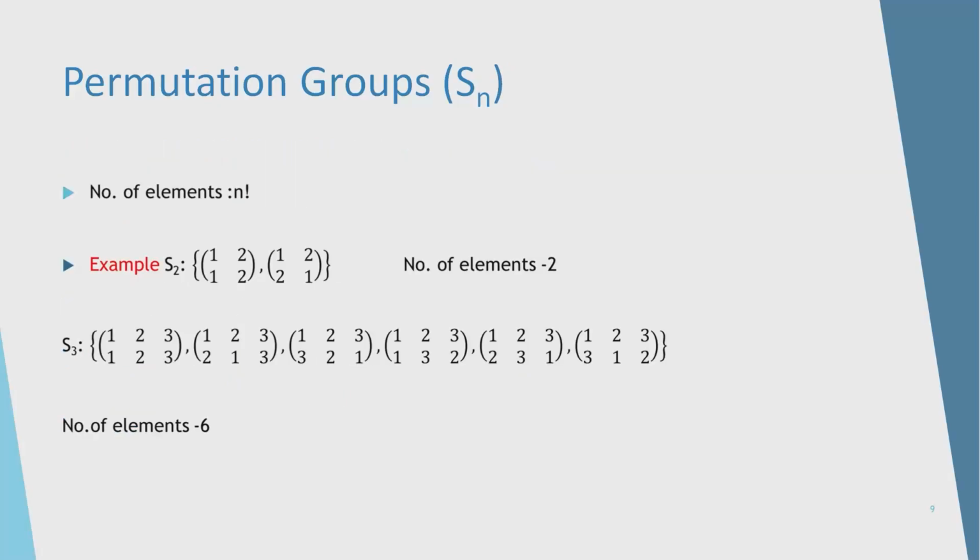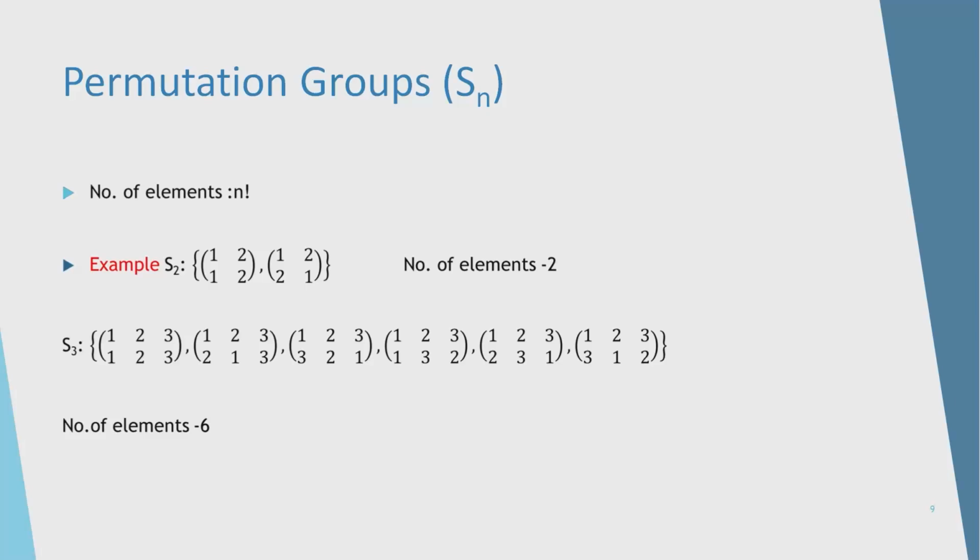The next one is the number of elements in a permutation group. Suppose the permutation contains only 3 elements, then the number of elements is 3 factorial. That means 3 factorial is 6 elements. Example, S2: n is equal to 2, therefore the number of elements in S2 is 2 factorial. The first one is the identity element, that is 1 goes to 1, 2 goes to 2, and another element in S2 is 1 to 2, 2 to 1.